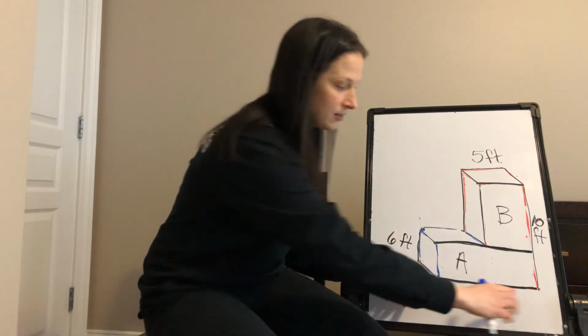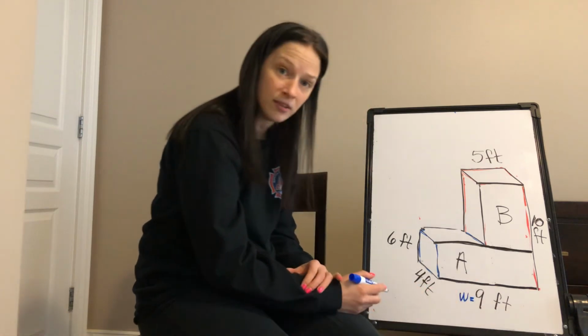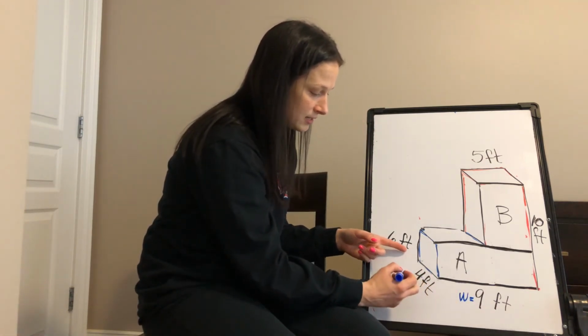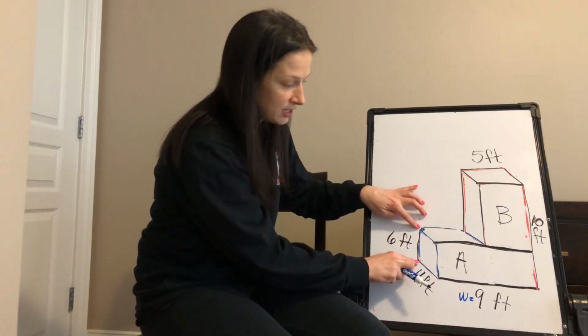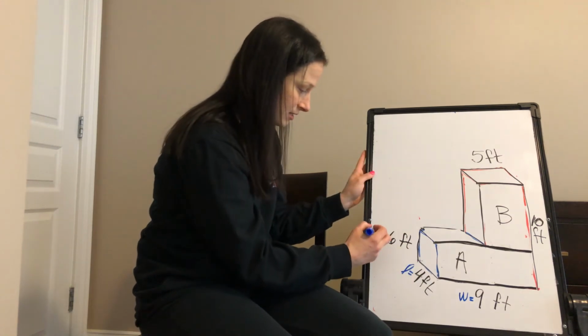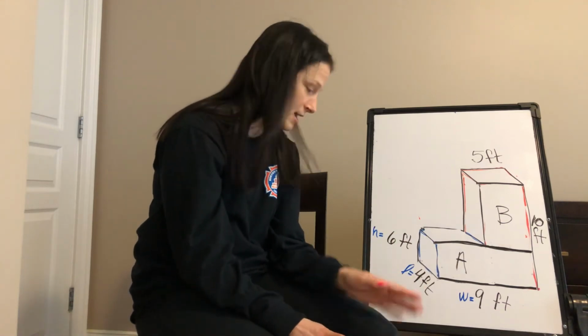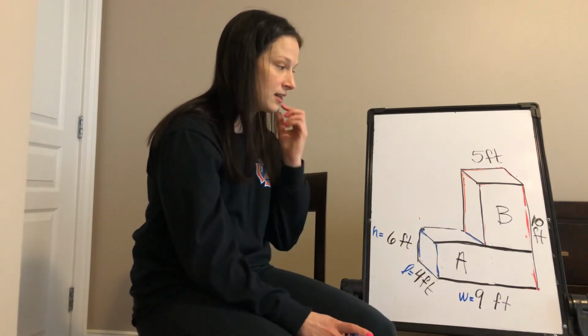So, let's use blue again for prism A. From here to here is how wide it is. I know that they've given me the width. From here to here is how long it is. I know that they've given me the length. From here to here is how high it is. I know that they've given me the height. So prism A, looking good right now. I know I can find the volume of this because I have the length, width, and height.